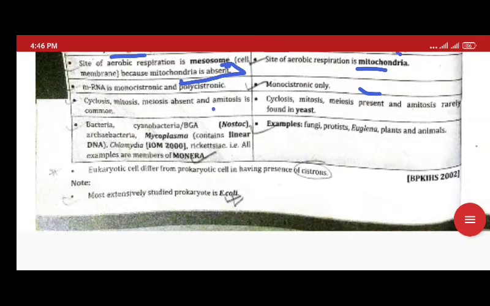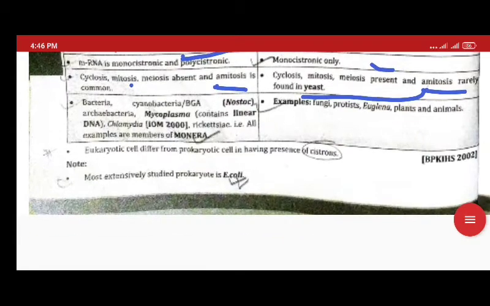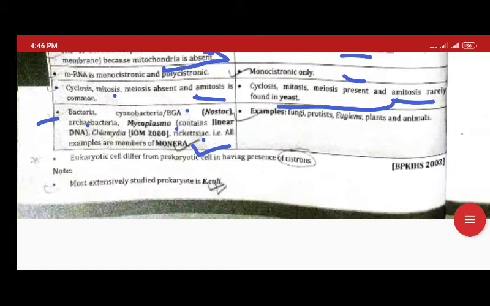So here cyclosis, mitosis and meiosis are absent, and amitosis is common. Here cyclosis, mitosis and meiosis are present, and amitosis is rarely found. So in yeast amitosis is found, and here amitosis is commonly found. So this is the difference. Now examples here are bacteria, cyanobacteria, blue-green algae, archaebacteria, mycoplasma, rickettsia, etc. Many components of the Monera kingdom are included, and here fungi, protists, euglena, plants and animals are included.